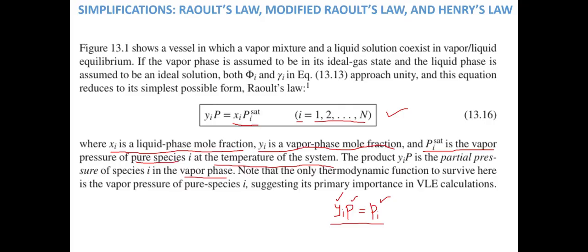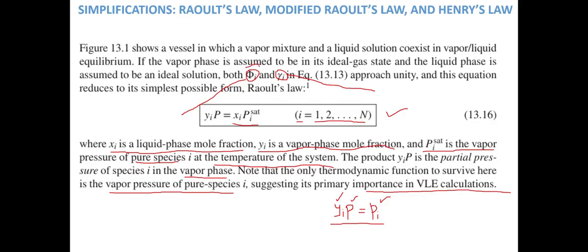Note that the only thermodynamic function to survive here is the vapor pressure of the pure species, suggesting its primary importance in vapor liquid equilibrium calculation. So I think these are the slides which are given. Here we can say something different: phi i and gamma i. What does that mean? These are basically correction factors. We call them the fugacity coefficient and the activity coefficient, which we use when we are talking about real conditions.